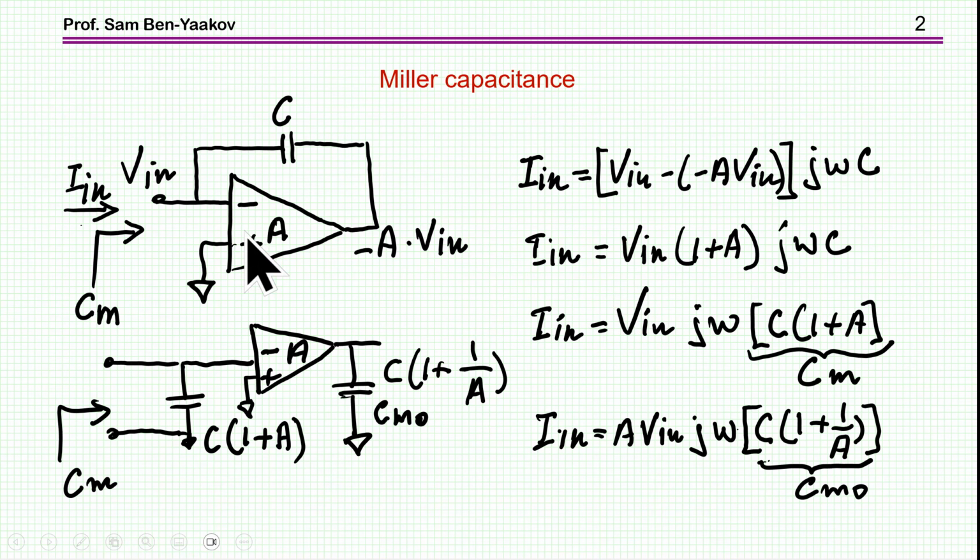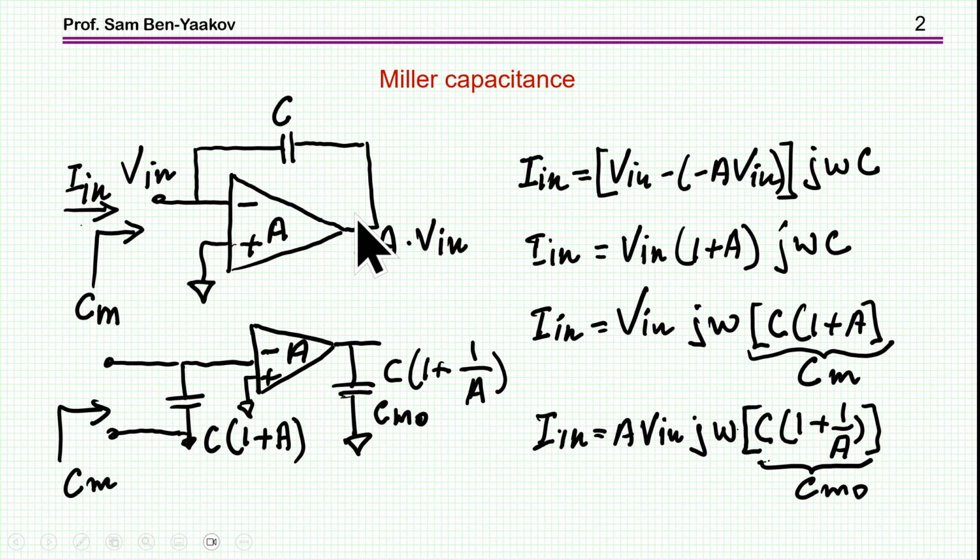If we have an inverting amplifier, and a capacitor between the input and the output, then the Miller capacitance effect means that we are going to see at the input an equivalent capacitance which is larger than the physical capacitor that we have put between the input and output.